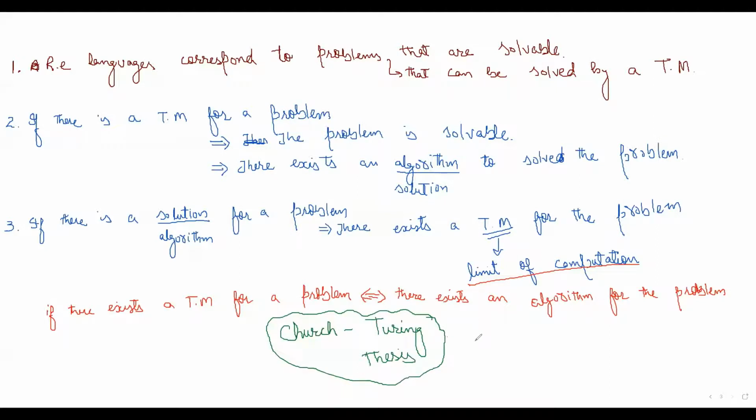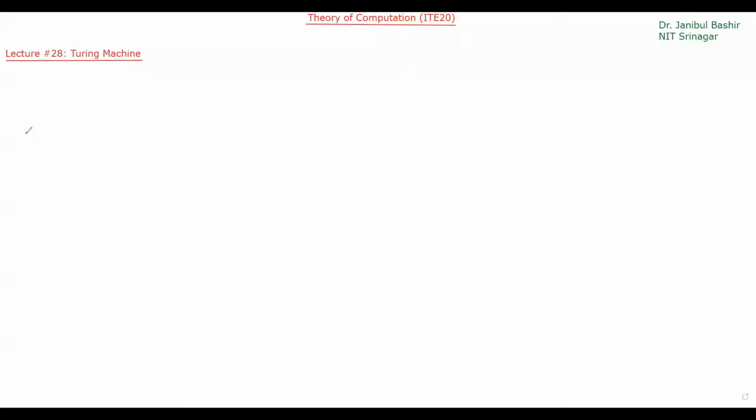So our first point is to understand what a Turing machine is. Then we will see the languages that are recognized by a Turing machine. After that, we will understand the limits of a Turing machine, or what problems cannot be solved by a Turing machine. So let's start the discussion about a Turing machine.